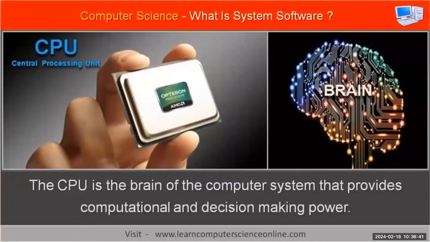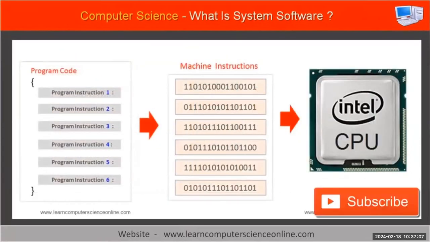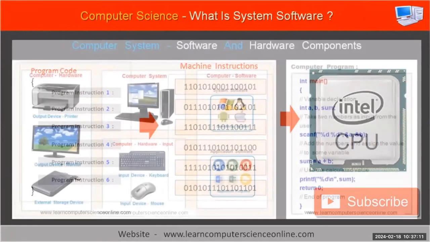The microprocessor, also called the central processing unit, CPU, is the brain of the computer. The CPU fetches these program instructions from the main memory, RAM, one by one. These machine instructions in binary can be decoded and directly executed by the microprocessor to perform various operations as per the program instructions. In other words, the software is an essential component of every computer system.